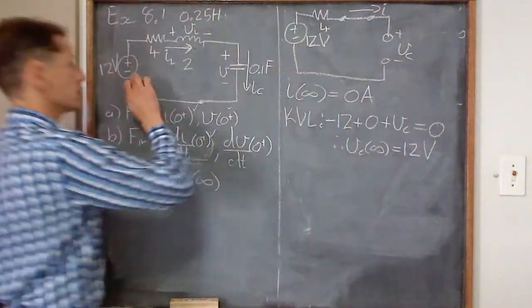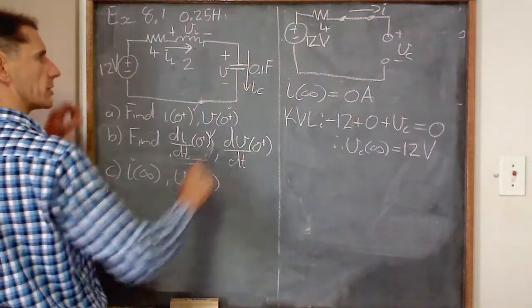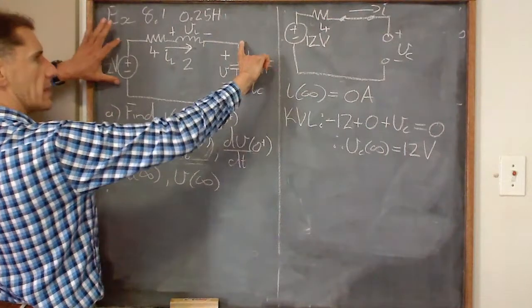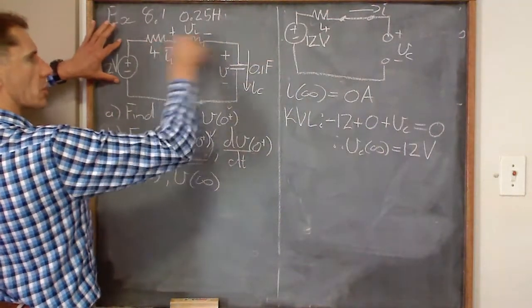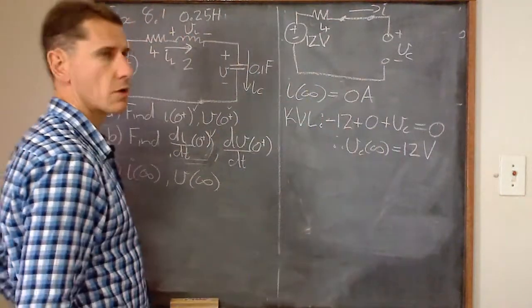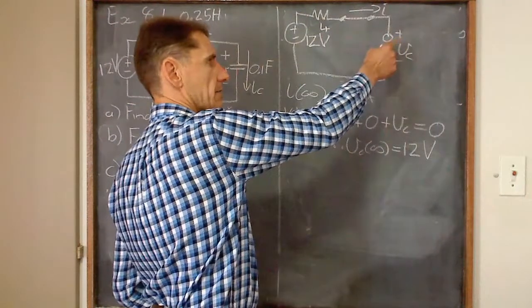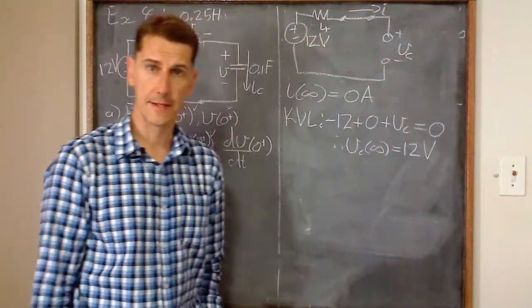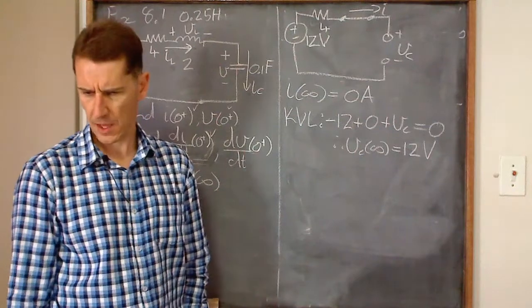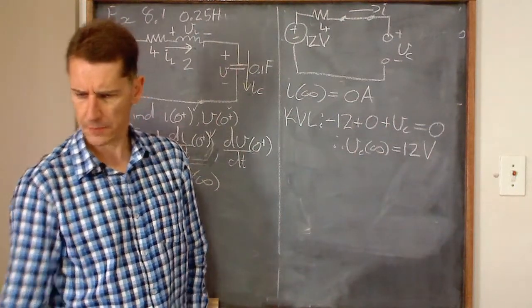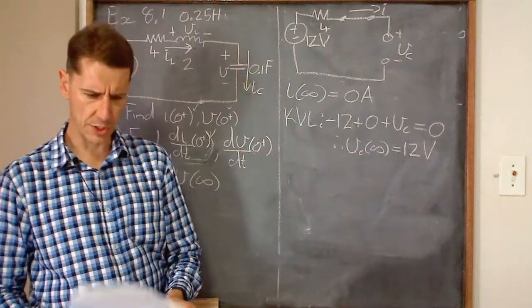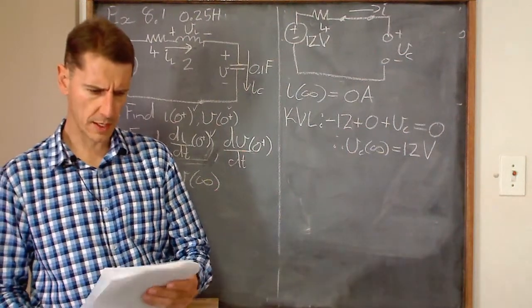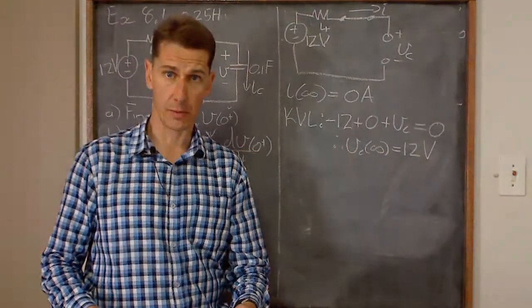So this source is just going to charge up that capacitor until you've got 12 volts there, 12 volts there, no potential difference across this part of the circuit, so you can't have any current flowing. That's effectively the capacitor acting as an open circuit. Okay, that's example 8.1, which is a fairly simple one. Let's move on to the next problem.